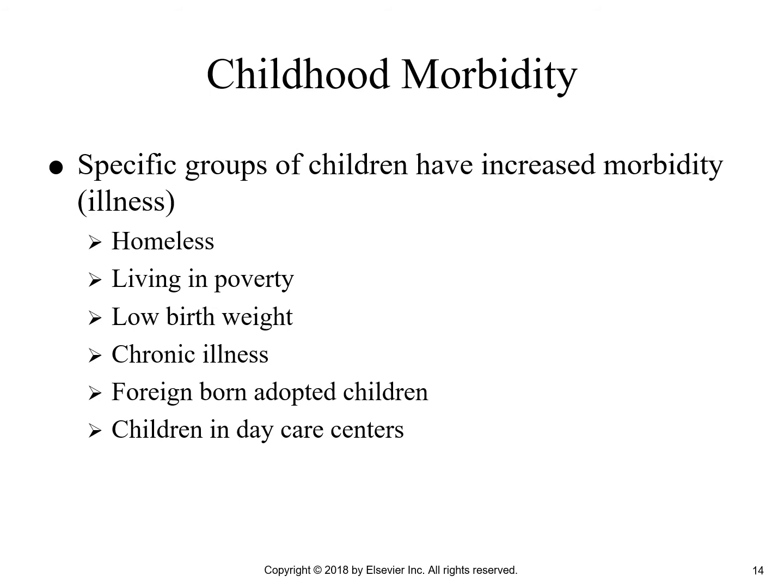Childhood morbidity: specific groups of children have increased illness, or morbidity. Those are children that are homeless, living in poverty, low birth weight, chronic illness, foreign-born adopted children, and children in daycare centers. The largest population of homeless in the United States today is families with children, and that is very, very sad.